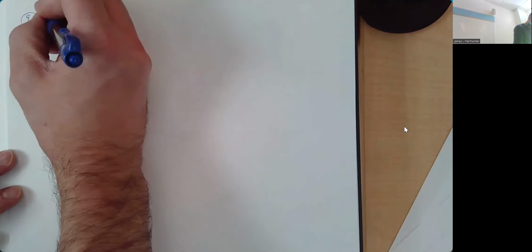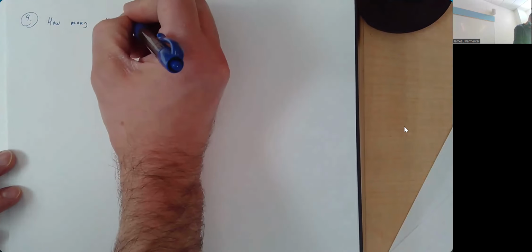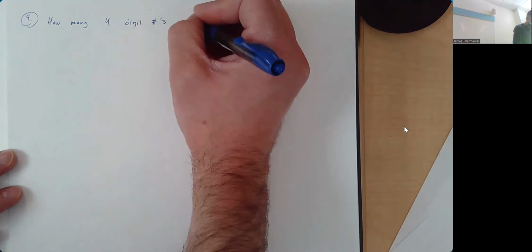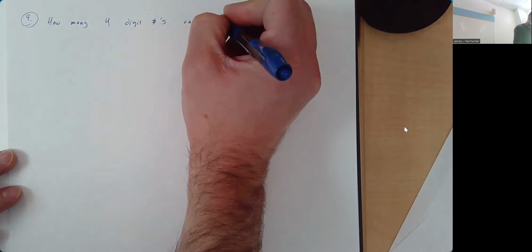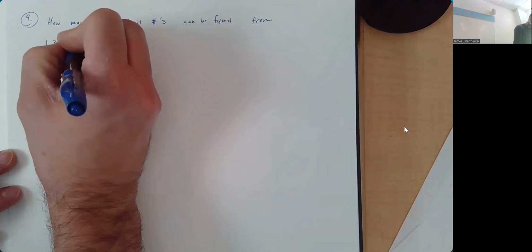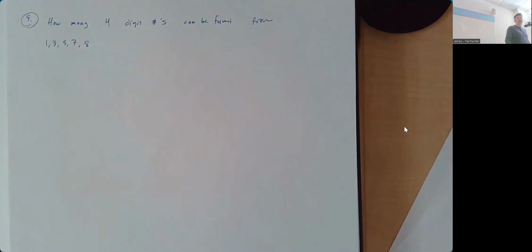How many, I think this question might be more interesting. How many 4-digit numbers can be formed from 1, 3, 5, 7, and 8 if none of these numbers appear more than once? Okay. So does order matter here? Yeah, order matters, right? 8, 1, 5, 7 is different than 8, 1, 7, 5.